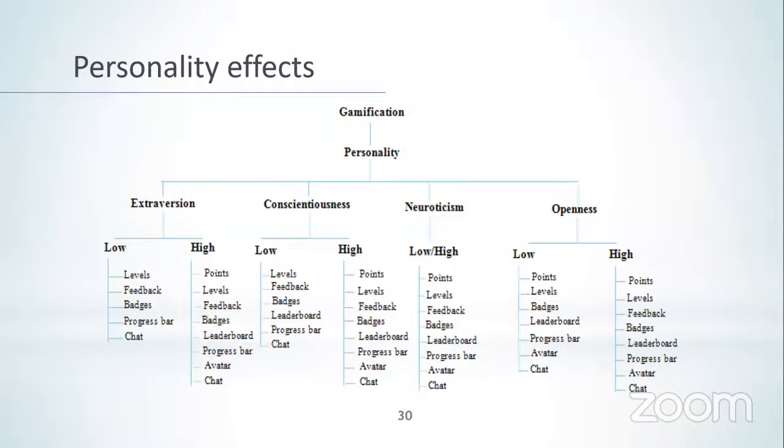For example, for the extraversion, it was found that learners high in extraversion are more likely to find points useful or to find them enjoyable. However, learners with low extraversion are more likely to only enjoy the levels, feedback, badges, progress bar, and chat.